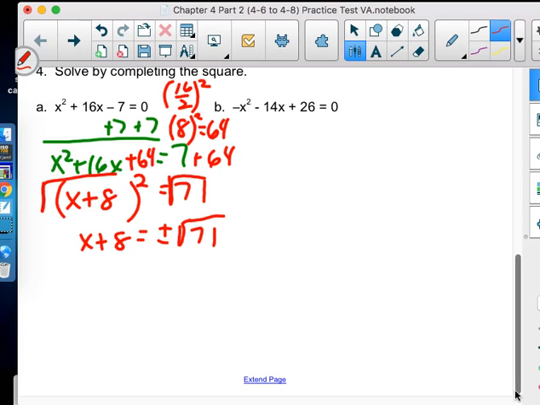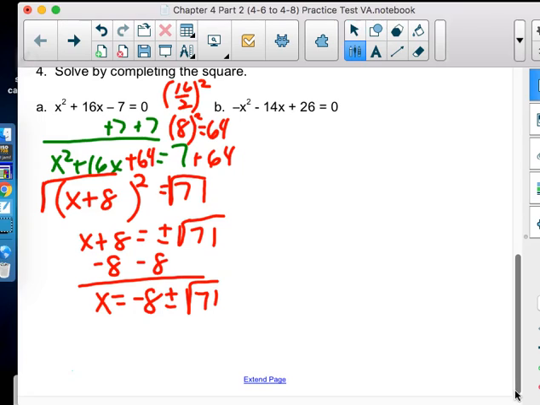Okay, so we finished it up by x equals negative 8 plus or minus the square root of 71. And we did all we could. And we got a perfect answer right there. Beautiful.